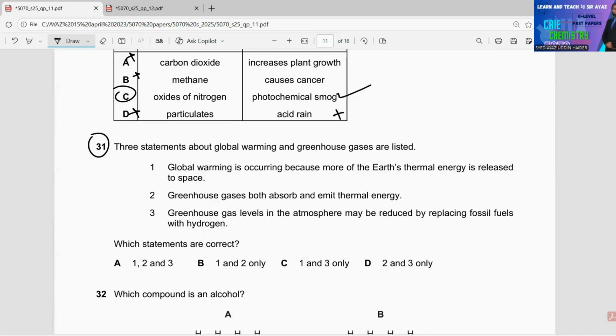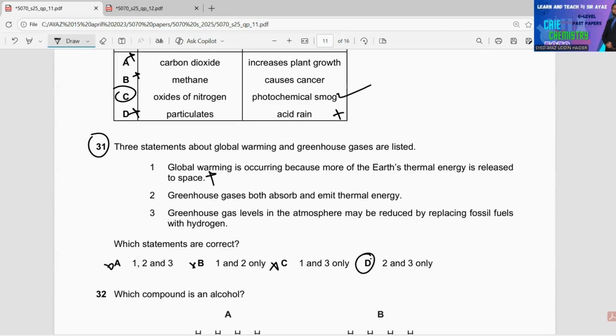Now in statement 1, they are saying global warming is occurring because more of the Earth's thermal energy is released into space. If it's releasing to the space, then global warming won't occur. So this is incorrect. So if 1 is incorrect, automatically A, B and C are incorrect. D must be the right answer in this case.